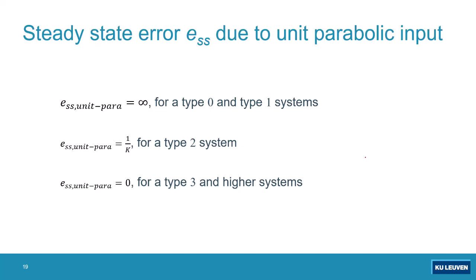While for type 3 or higher systems, we will have a zero steady state error when a unit parabolic input is given, which means, again, when the steady state is reached, the output will be able to follow the input very well with zero steady state error. So again, here I want to highlight it in a bit more detail. For type 2 system, we will always have a finite steady state error when a unit parabolic input is given. It is illustrated in the next slide.